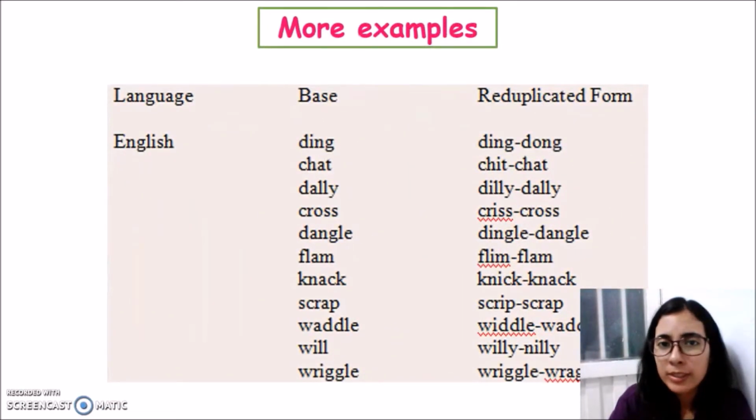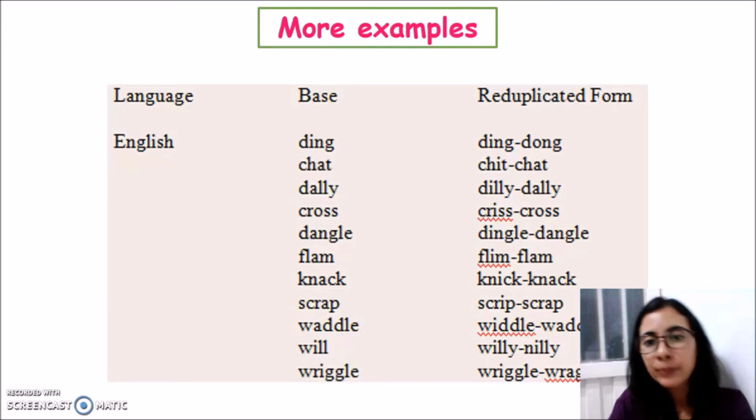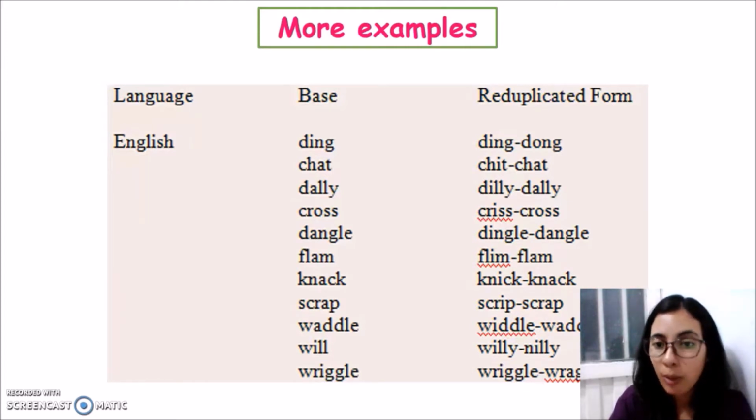I have more examples. In this case, we have the English base form of the word and the duplicated form. So the first one is dim dum, chip chat, dilly dally, crisscross, dingo dango, flim flam, knick knack, scrape scrap, widow waddle, willy nilly, and wriggle raggle. These are some examples.